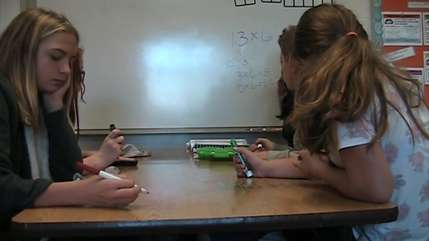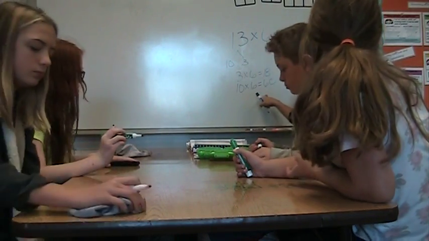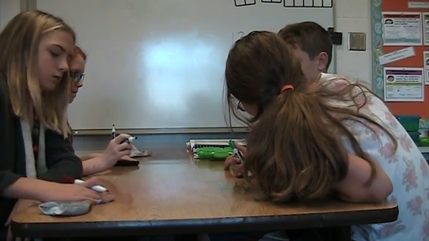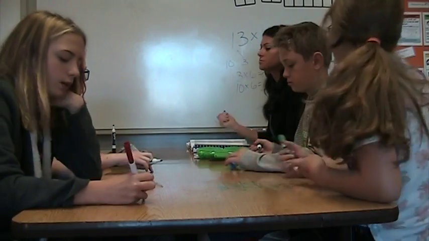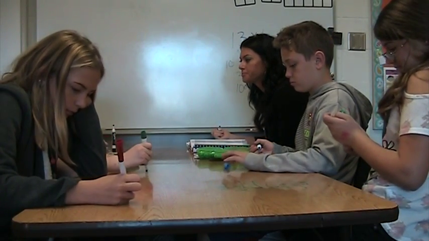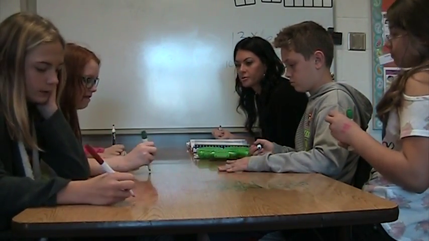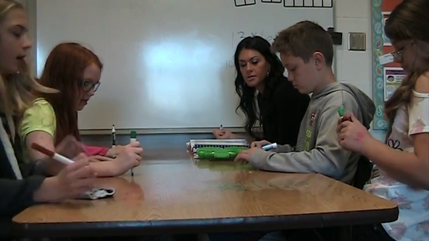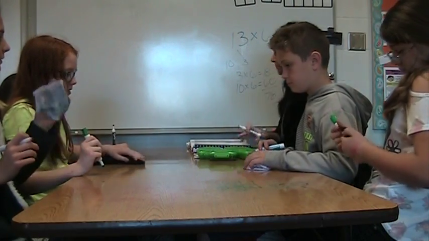Isaac, I agree, 60. So Haley, what do I need to do with the 60 and the 18? Add them. And what do you get? 78. Did anyone get a different answer? I see you agree with Haley. Does everyone agree with Haley? Isaac, what'd you get? 78. Okay.